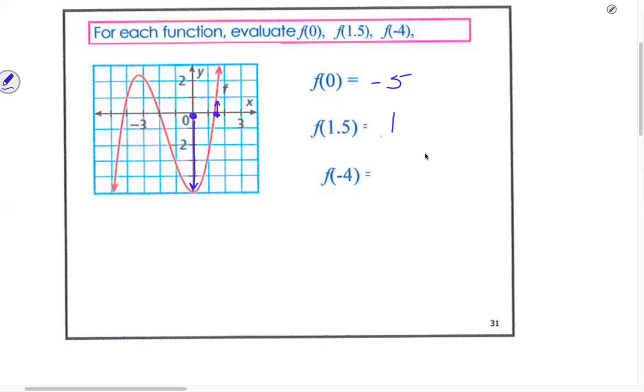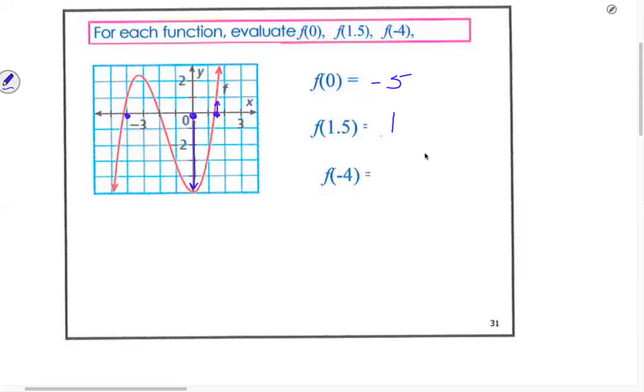Let's go with Kevin. Kevin? All right, let's go to Jack. Jack? Can't win. Can't win. Who else do we have? Mackenzie?